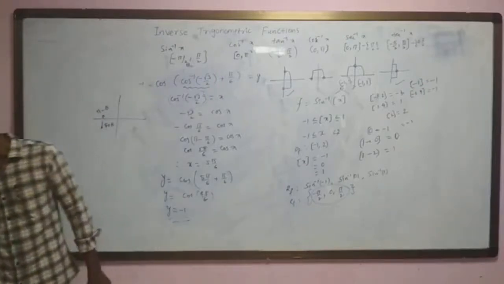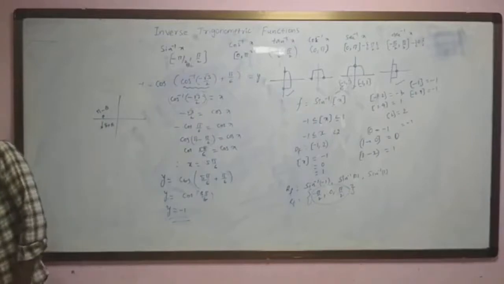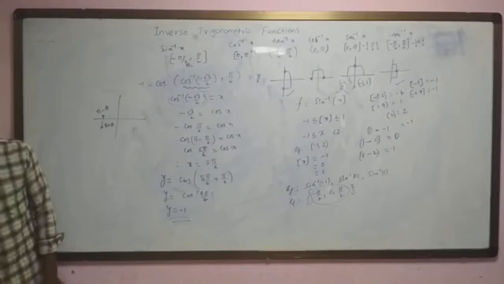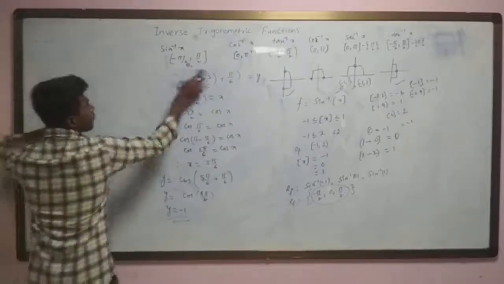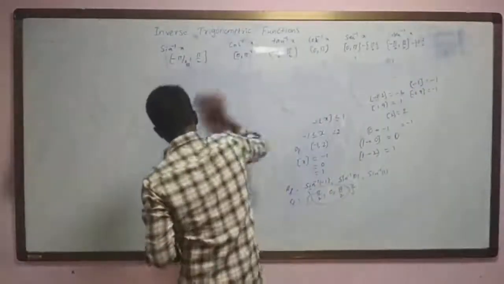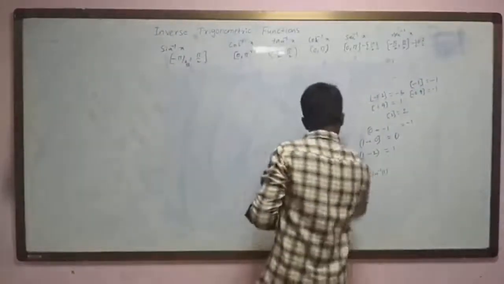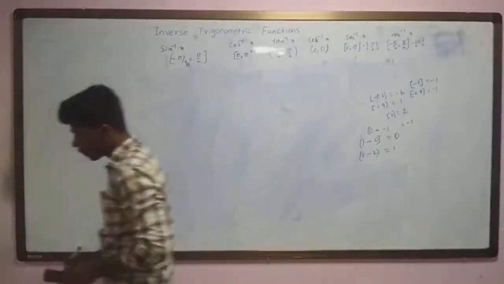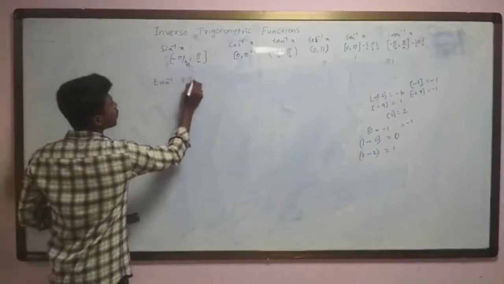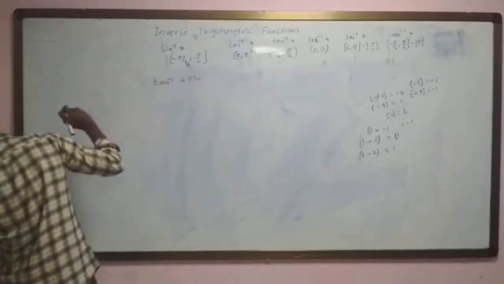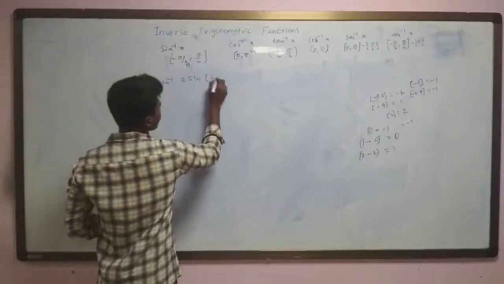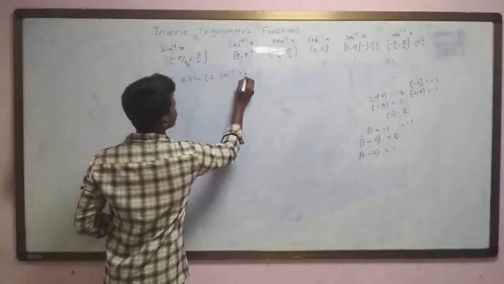So one more problem. Given that tan inverse of 2 sine of 2 cos inverse root 3 by 2.